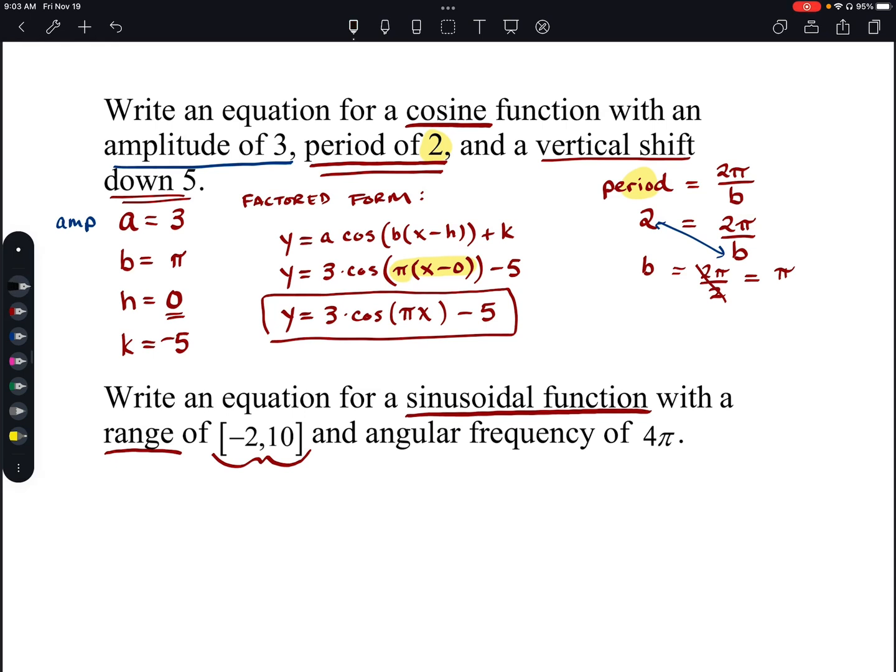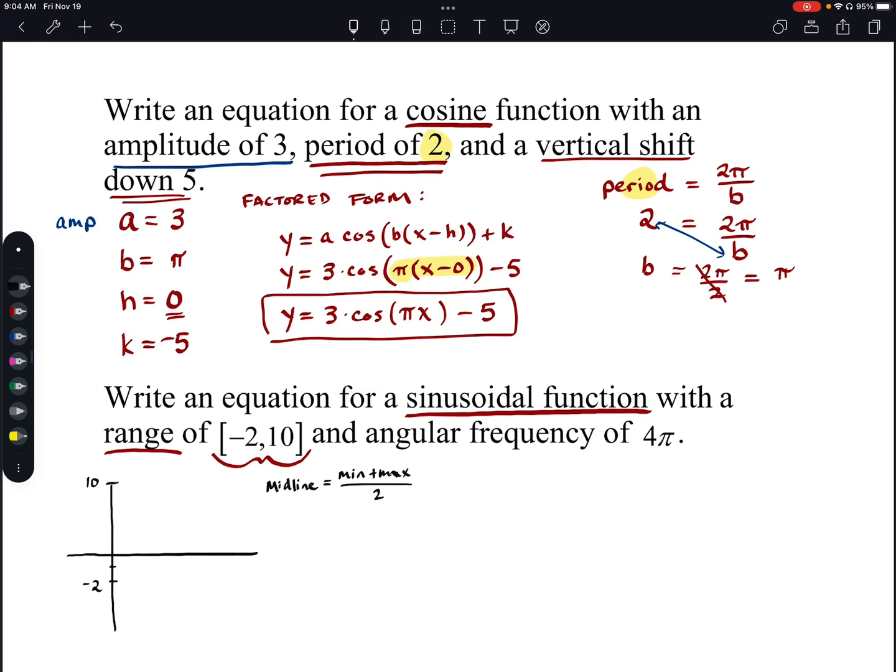So if we visualize, here's our y-axis, here's our x-axis, and if I say that my lowest point, my minimum, is -2, and my maximum is 10, we know that our graph is going to oscillate or fluctuate between those. So we can find our midline. Our midline would be just equal to the average of the max and the min, so we'll do the min plus the max and divide it by 2.